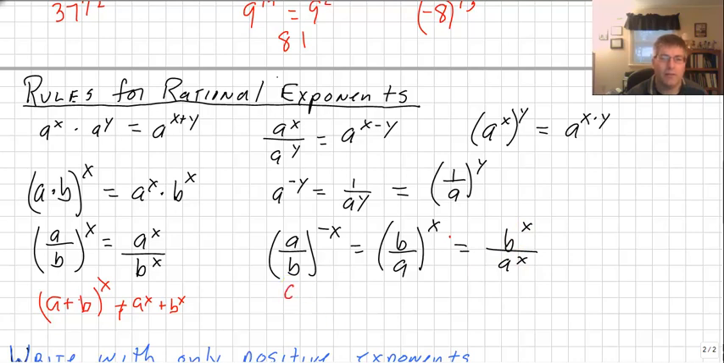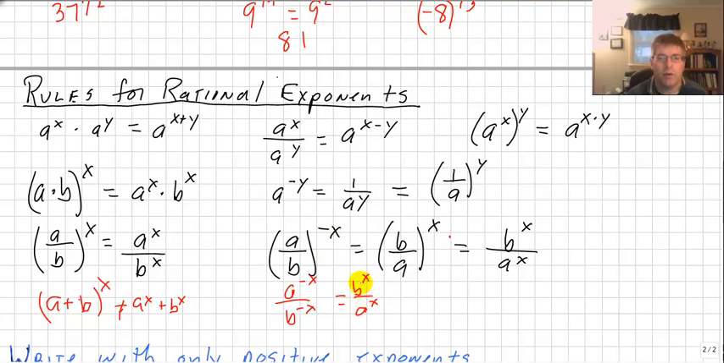You might see this using our previous rules. That's a to the negative x over b to the negative x. So we know a negative exponent in the numerator becomes positive in the denominator. So a to the x in the denominator, and a negative exponent in the denominator becomes positive in the numerator. Now remember, a negative exponent is not a negative number. It's a reciprocal.